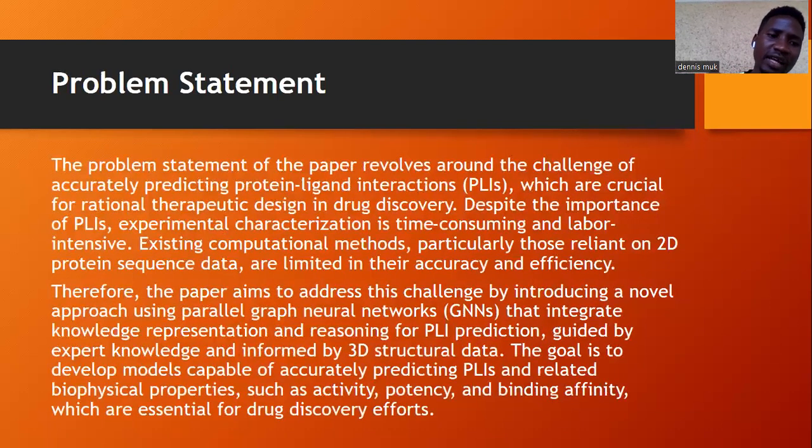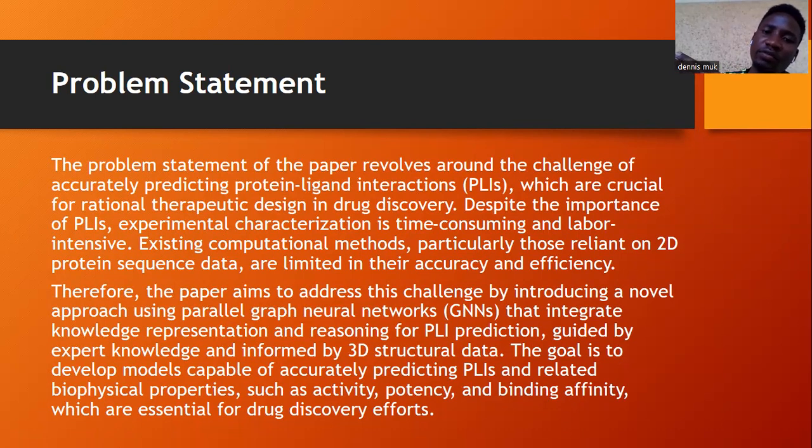Looking at the problem statement, the paper revolves around the challenge of accurately predicting PLIs, which are crucial for rational therapeutic design in drug discovery. Despite the potency of PLIs, there are challenges that are experienced. So it's what we're going to look at here.